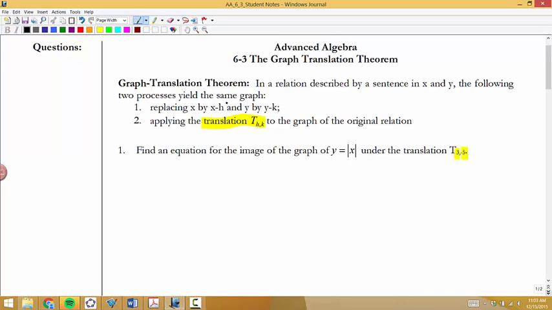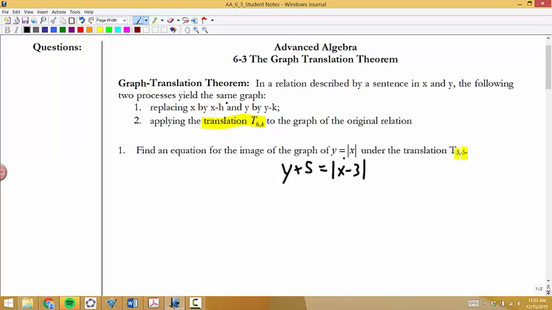So instead of y, I'm going to put y minus a negative 5. Now think about what that means. y minus a negative 5 can be replaced with a plus, so I'm going to get rid of that and just put plus 5. And then that's going to be equal to the absolute value of x minus 3. So this equation would be the translation image of this.